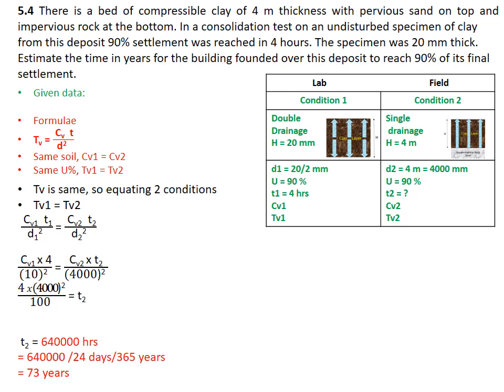6,40,000 hours. Now they have asked the time in years. So to convert those hours to days, you have to divide by 24, and from days to years, you have to divide by 365. The answer you should get is 73 years.